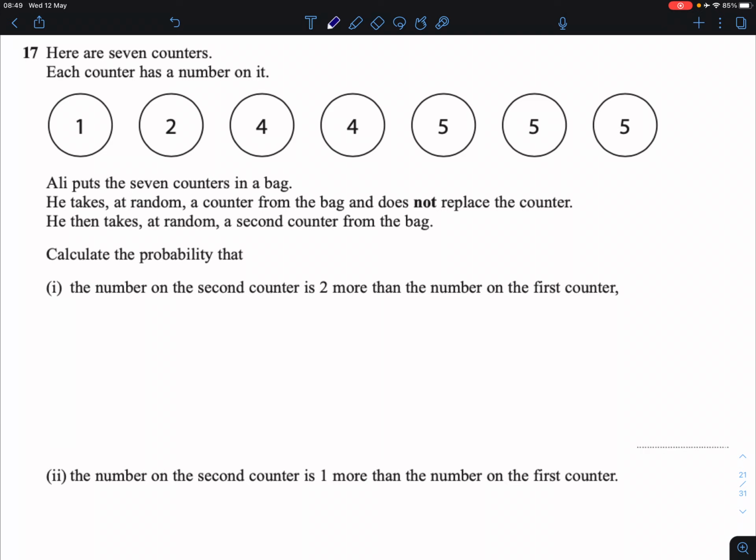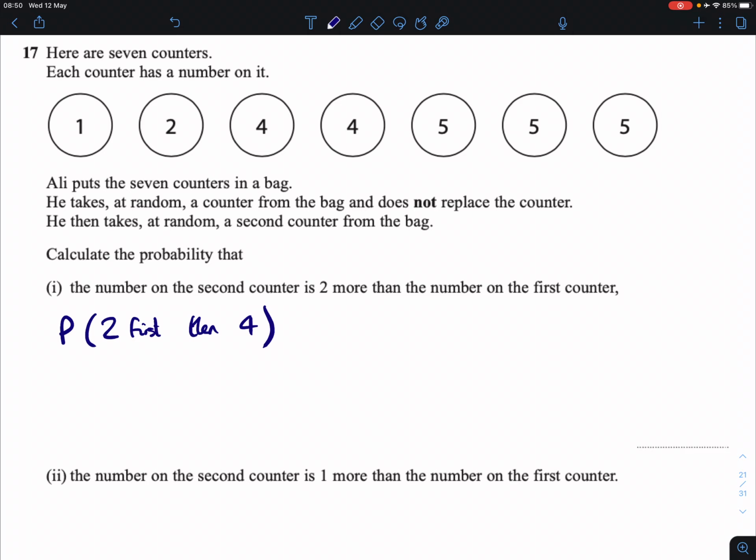So calculate the probability that the number on the second counter is 2 more than the number on the first counter. So imagining one at a time, taking these. If we took a 1, a 2, a 4, or a 5, is there a number that is 2 bigger than it that we could take next? Well, if I take a 1 first, then that would mean that we need a 3, doesn't exist. If I take a 2 first, that means we would need a 4, so that works. If I take a 4 first, we would need a 6, doesn't exist. And if I take a 5, we need a 7, also doesn't exist. So basically what this question is asking is that we take a 2 first, then a 4.